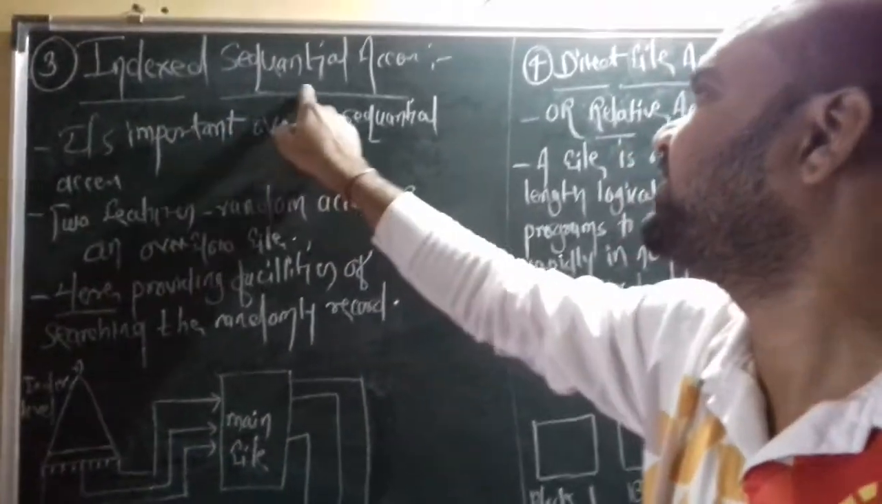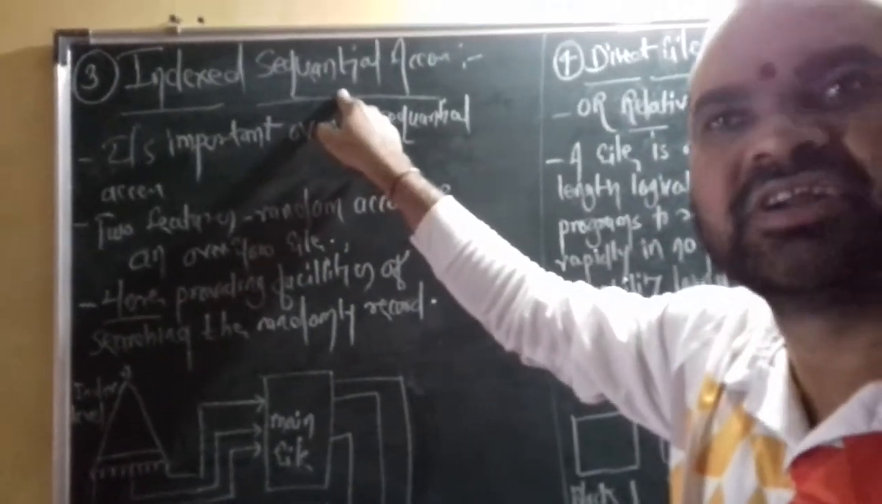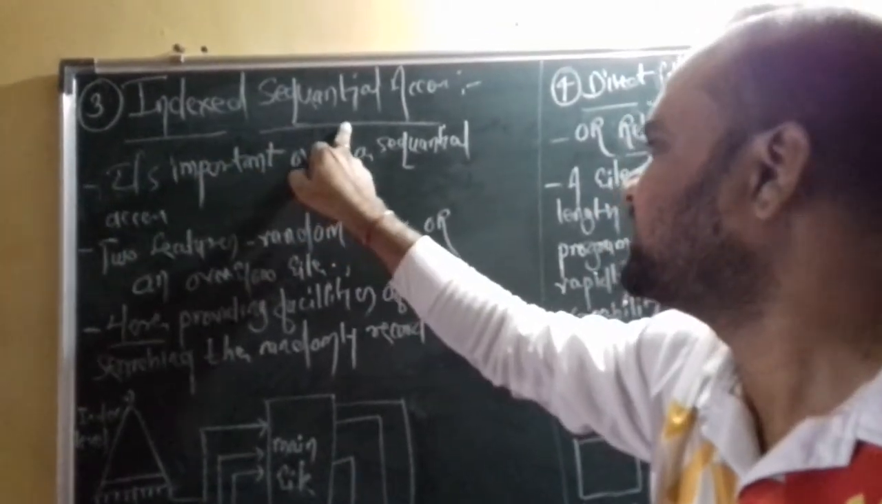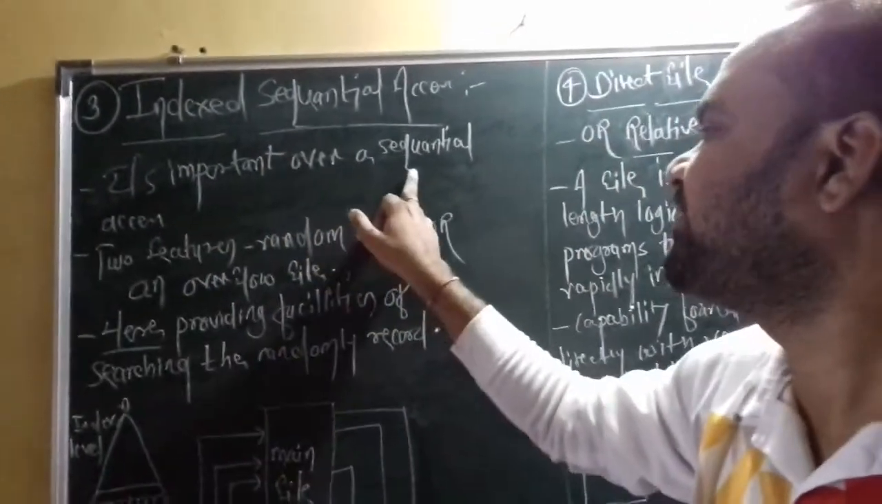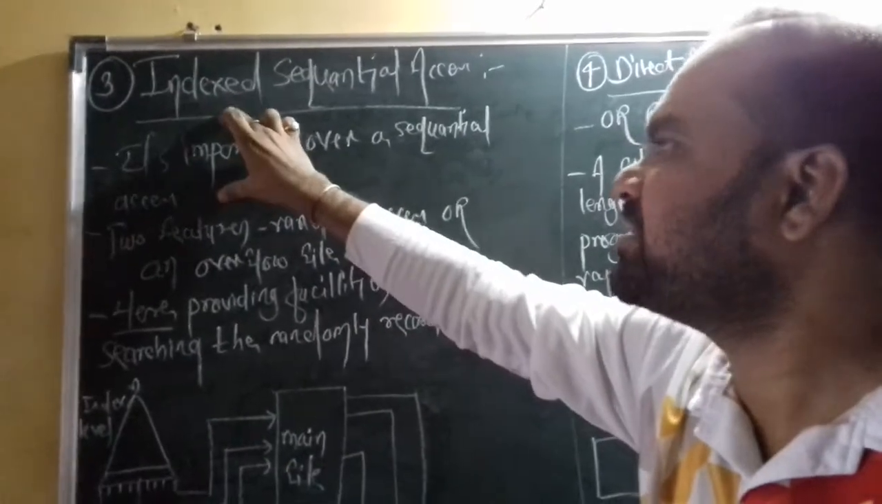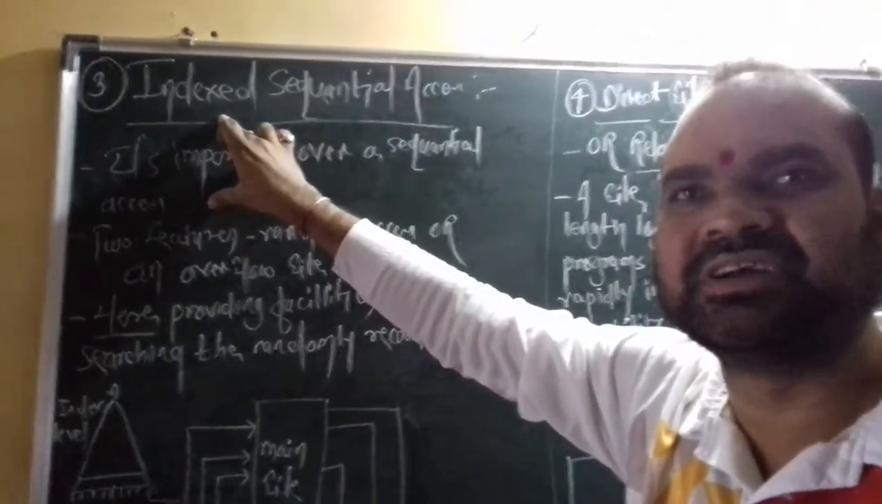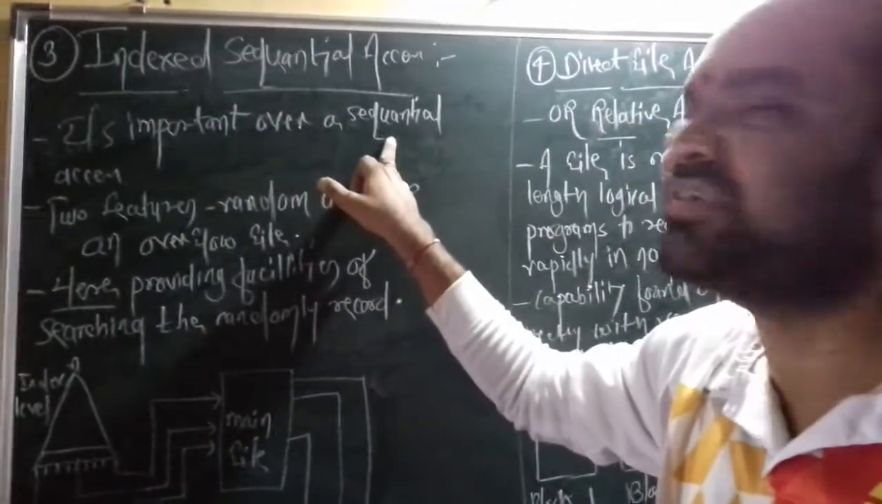Next pointer, index sequential access. Next pointer or next method is the index sequential access. It's important over the sequential access method. Means that this particular method is very important or very special as compared to sequential access methods.